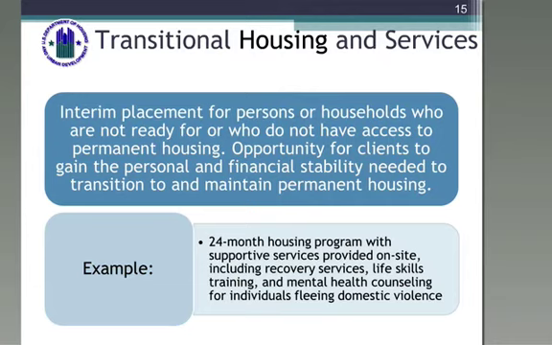Transitional housing is limited to a length of stay of up to 24 months. Supportive services aim to help people develop the skills necessary for permanent housing. An example of transitional housing is housing for homeless women in recovery with their children.